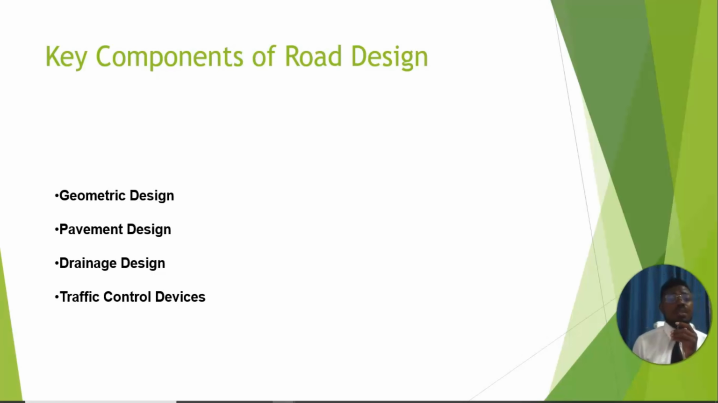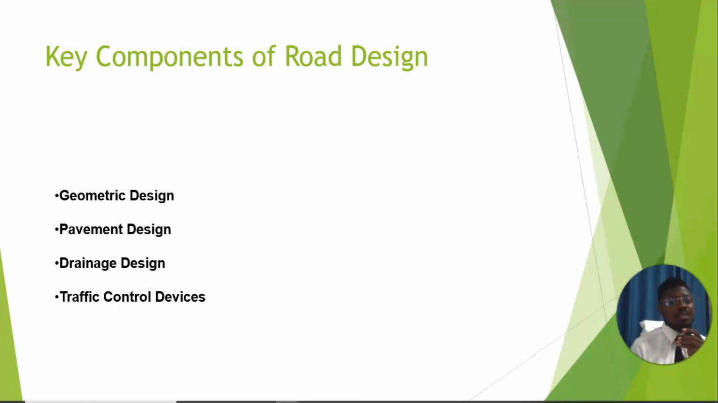Here we have the key components of road design. The first one is the geometric design, then the pavement design, the drainage design, and the traffic control devices. For the first one, the geometric design, this is where we have the alignment, which can be horizontal alignment or the vertical curves. Here we also look into the cross sections of the road, the lane width, the width of the road. We also look at the shoulders, which are determined in the geometric design.